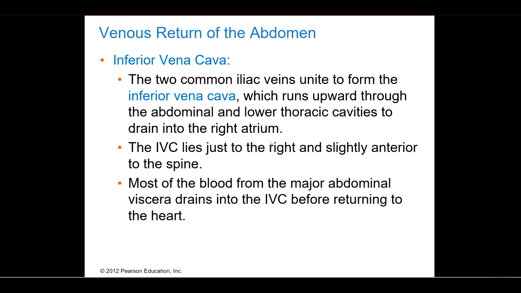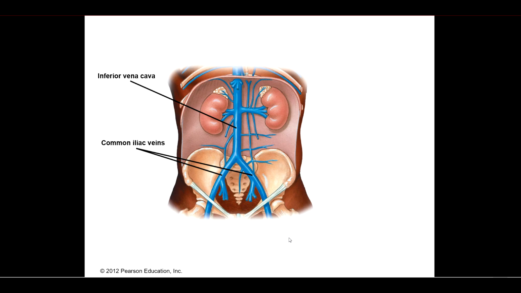And it turns out that most of the blood from the major abdominal organs, right? Viscera means organ, is going to drain into the inferior vena cava before returning to the heart. So this is really a major blood vessel that's bringing blood out of the abdominal cavity back to the heart.